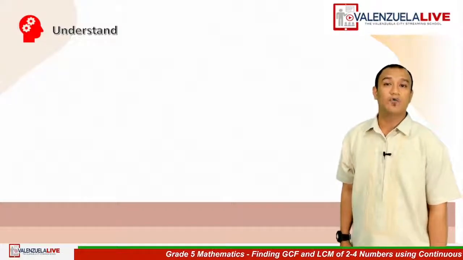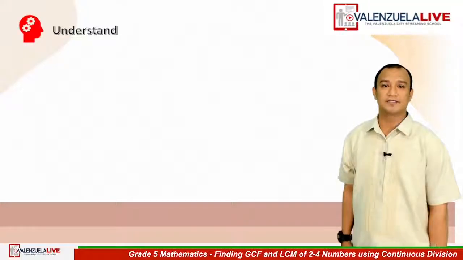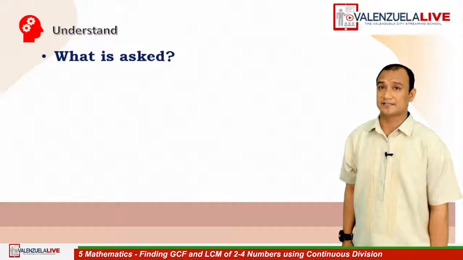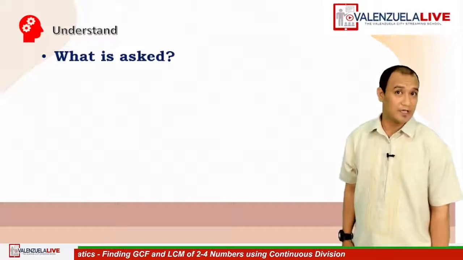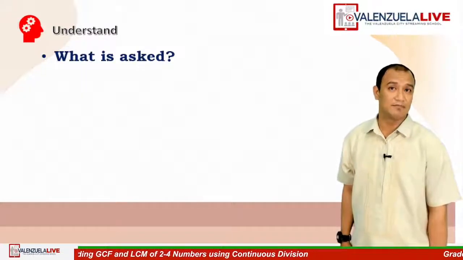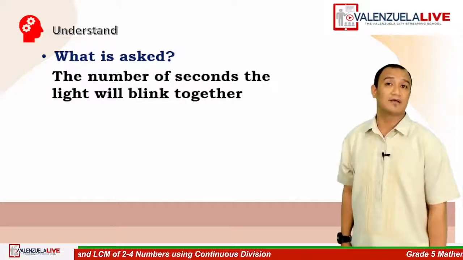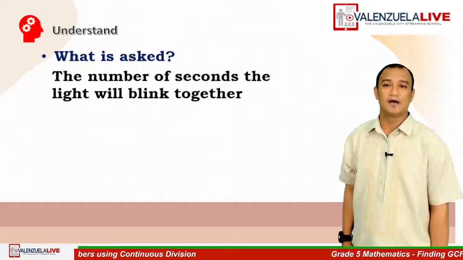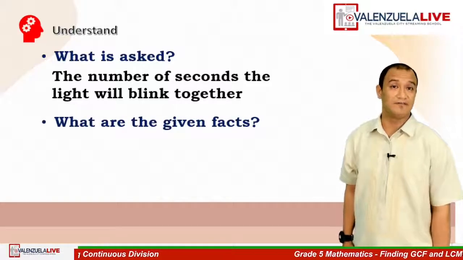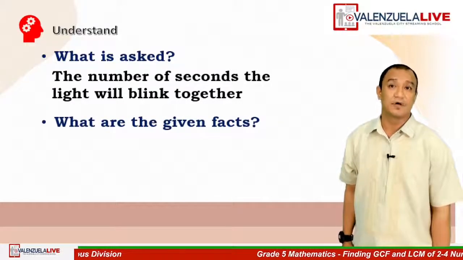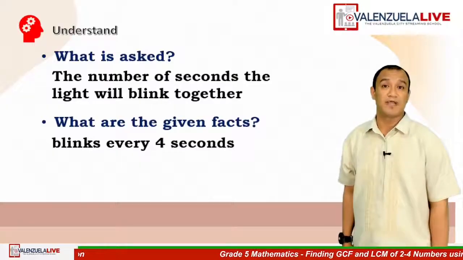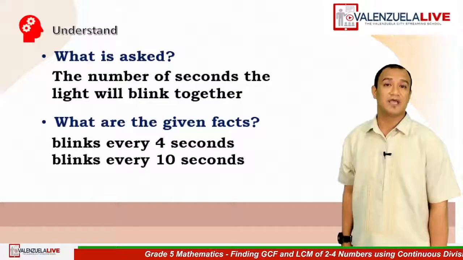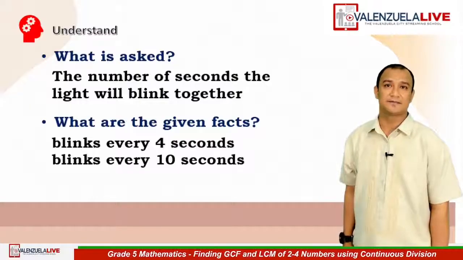Now, I want you to analyze it and try to answer the following questions. First, what is asked? Okay, did you find what is asked in the problem? Yes, correct. The number of seconds the lights will blink together. How about the given facts? Okay, good. One blinks every 4 seconds and the other blinks every 10 seconds.